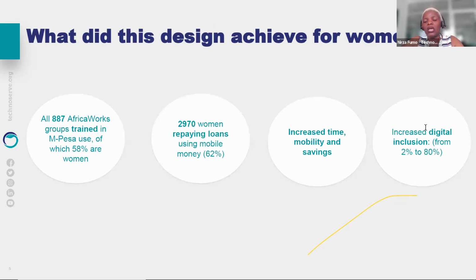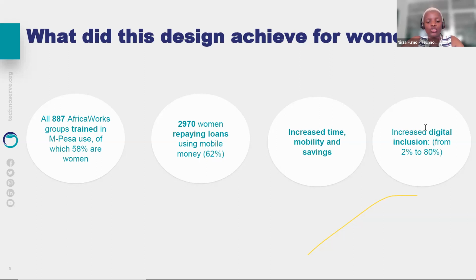And then came the impact after all these pilots. Up to the end of June 2022, around 900 Africa Works groups were trained in mobile use and repayment, of which 58% are women. And almost 3,000 women were repaying using mobile money. And this number is 63% of total clients repaying using mobile money.